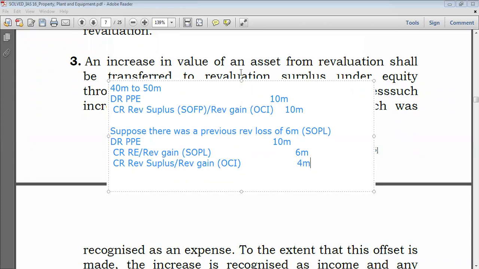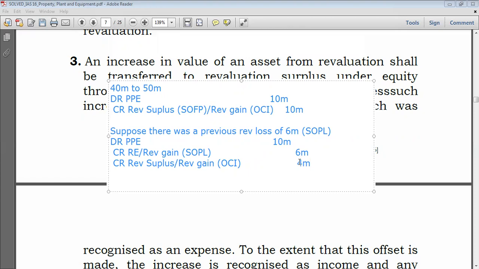I hope you got it now. PPE, no problem. The asset increased by 10, but in the earlier case, all of it was taken to revaluation gain through other comprehensive income. But right now here, 6 is first reversing the previous loss, that is, to profit or loss, and then the remaining 4 million goes to revaluation gain.